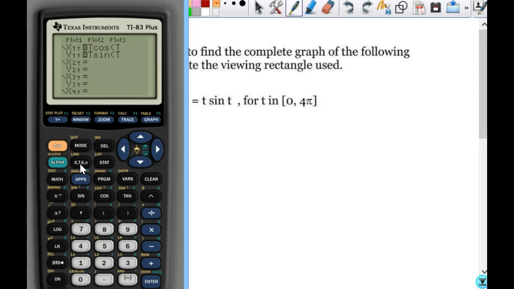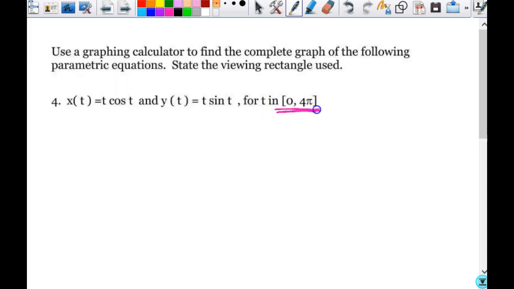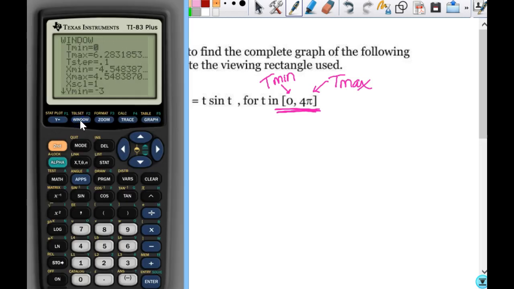Now before I hit graph, or I can hit graph and then go, maybe it's right, maybe it's not. I'm not really sure. But what did I not change? I need that, right? What does that represent? This represents my T min and my T max. I may have to fix my window, we don't know yet, but I have to fix my T min and max. So my T min is 0, I'm good. But this was at 2 pi. I wanted it 4 pi.